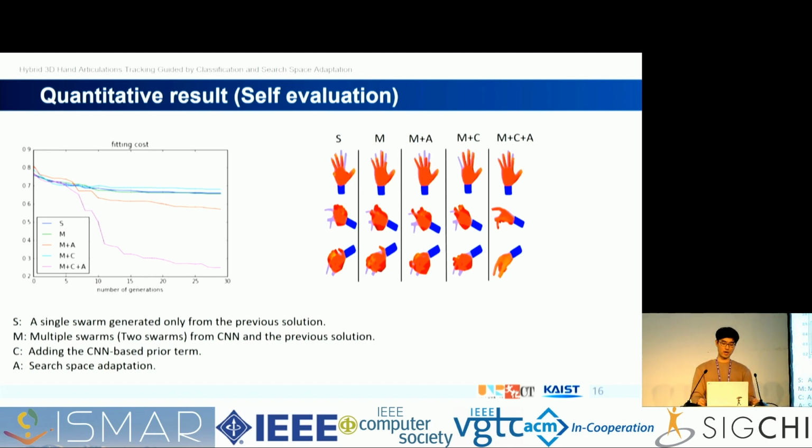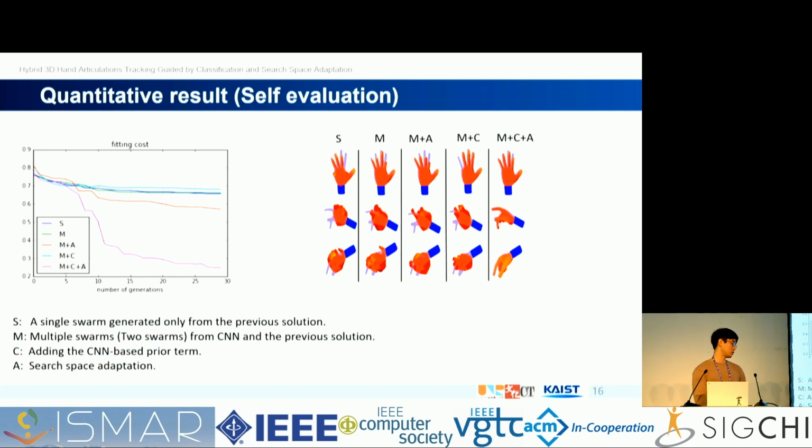And the strategy M represents two swarms. The particles are generated from the previous solution and the CNN estimates. However, the search space is not updated. And the strategy C is the addition of the CNN-based prior into the objective function, and A is search space adaptation. In the left, strategy MCA can get out from the local minimum.